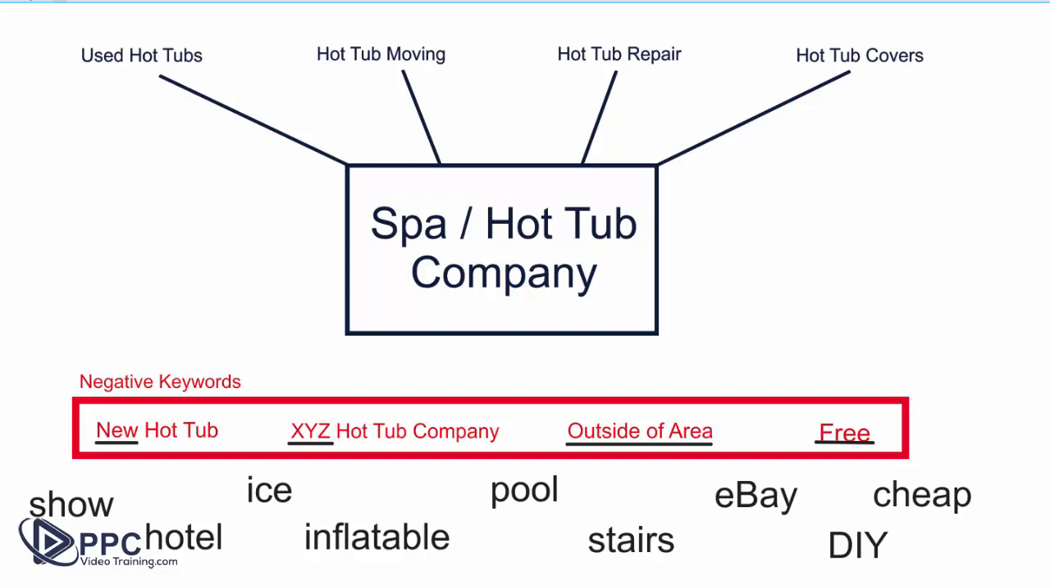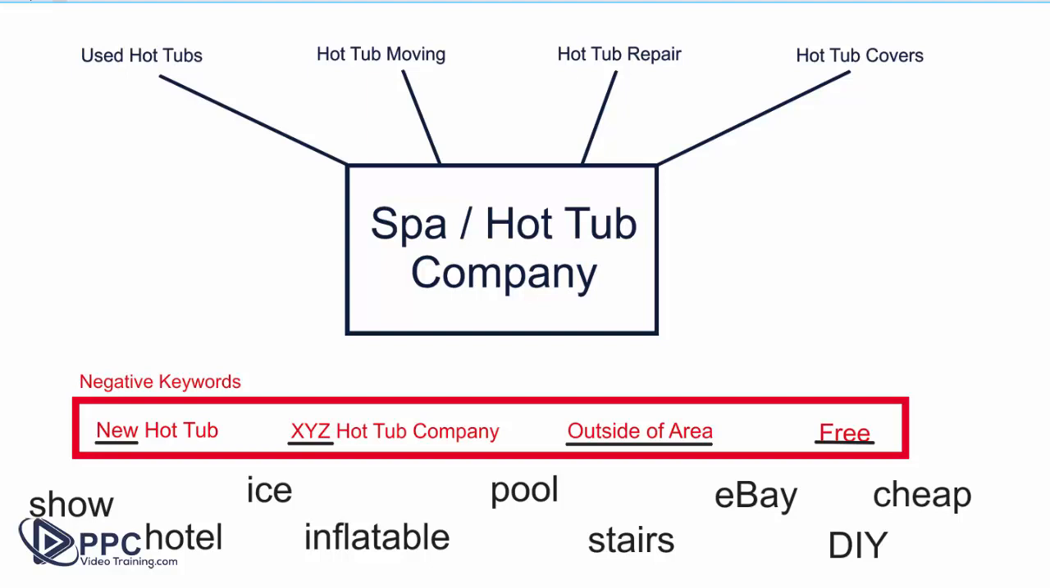Stairs. If you don't sell stairs to get up into a hot tub, you might want to add that as a negative keyword. eBay. Somebody might be looking up hot tubs for sale on eBay. We want to make sure that eBay is a negative keyword. DIY is a big one. There are people out there, and I can't imagine trying to do it myself, that will make their own hot tubs. I'm just not that handy, and we don't want our ads being shown for anybody that types in something like DIY or do-it-yourself hot tub.